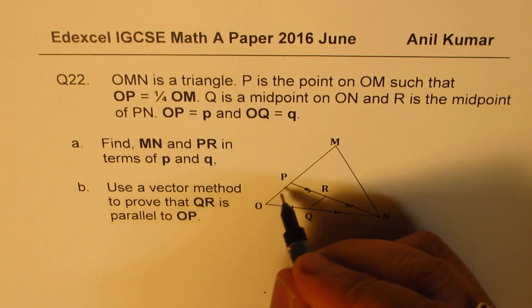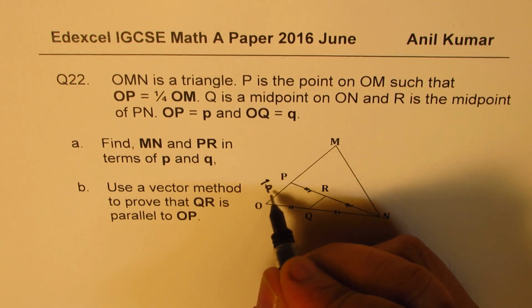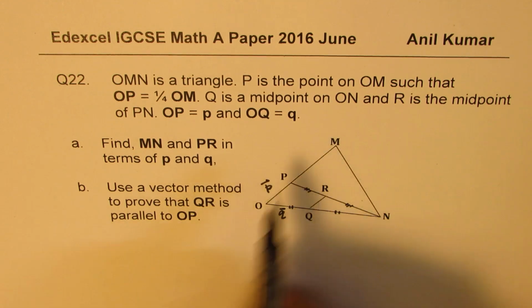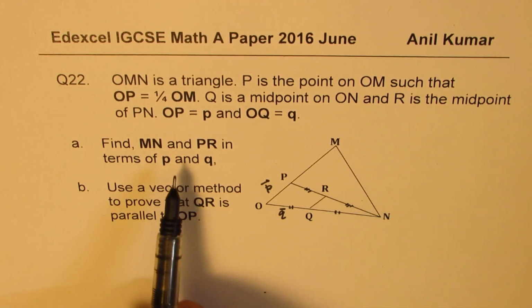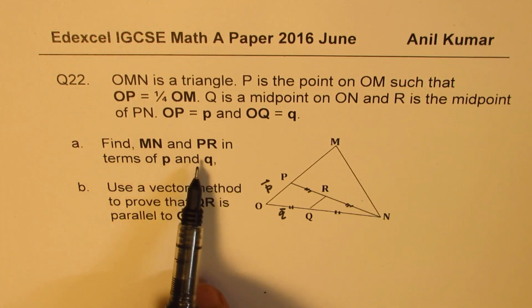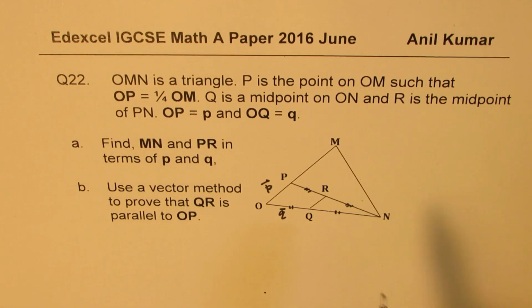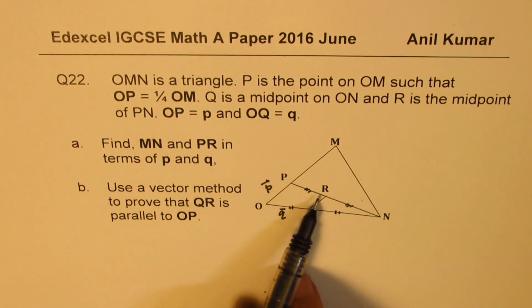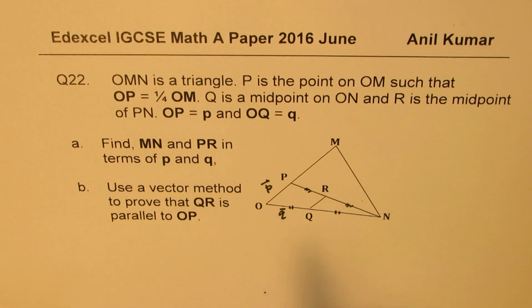OP is the vector P, so that is the vector from O to P. And OQ is the vector Q, right? Find MN and PR in terms of P and Q. So all these things which are bold are the vectors. So find MN, that means we need to find the vector MN, and we have to find the vector PR in terms of vectors P and Q, where P is OP and Q is OQ. Perfect. So I hope the question is absolutely clear. You can pause the video, answer the question, and then look into my suggestions.